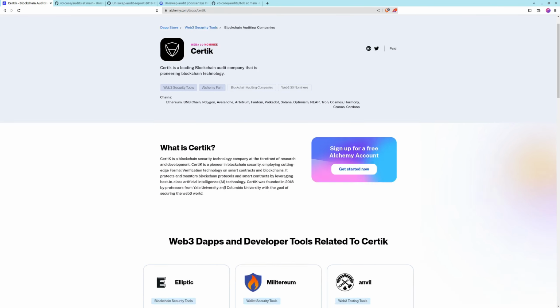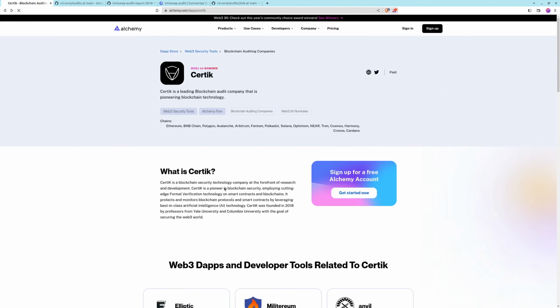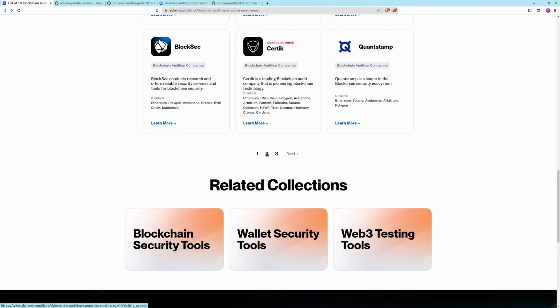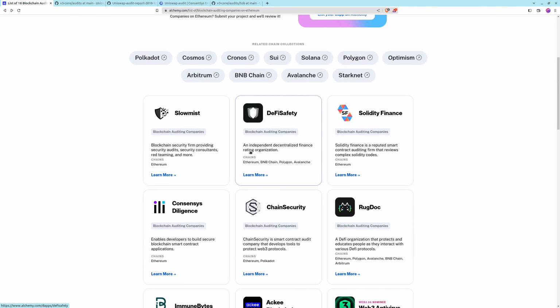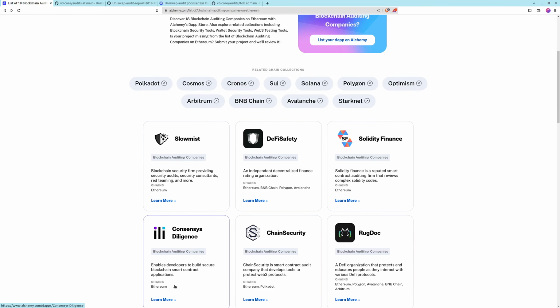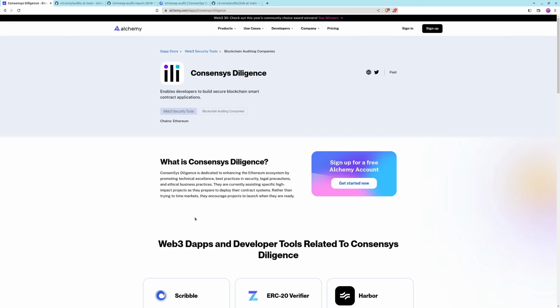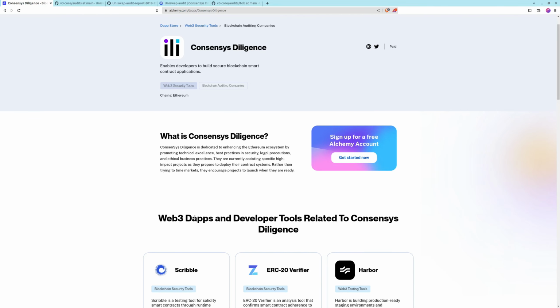Remember that companies can have multiple audits, so it's always better if they have a few. And also that audits don't guarantee that the contract is safe. Multiple projects were audited, but then exploited anyway. But in my opinion, a project with an audit is infinitely better than a project without any.